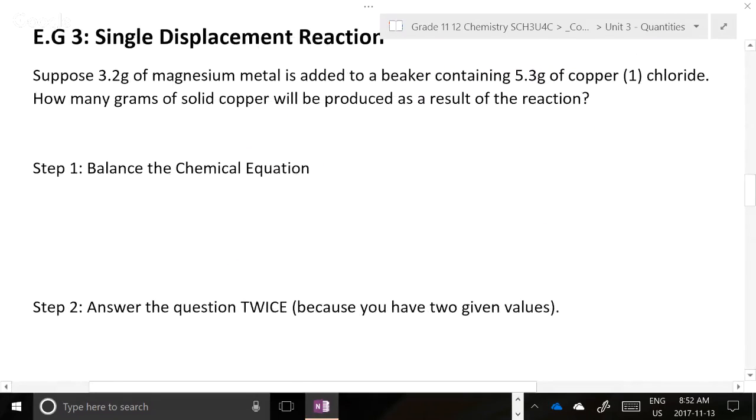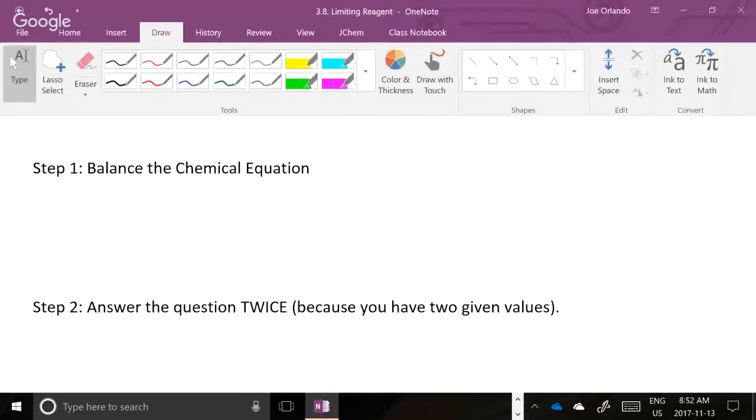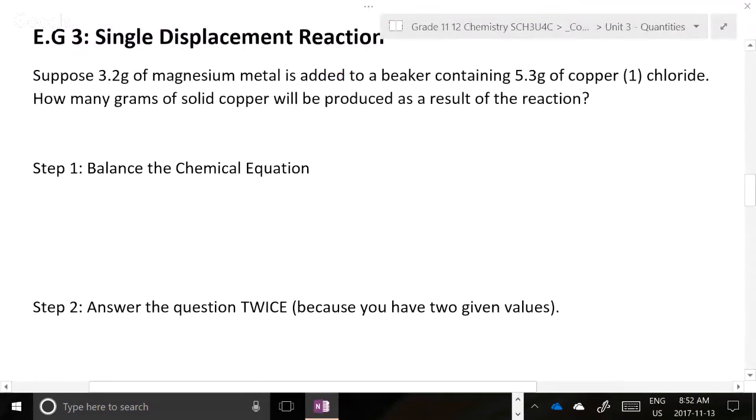We have 3.2 grams of magnesium metal. Now, if this were like other questions that I'd given you, I'd just say, and excess copper chloride, right? All the questions we've done in stoichiometry so far, I just said, here's how much of the one thing you have, and then don't worry about the other one. You've got plenty, right?